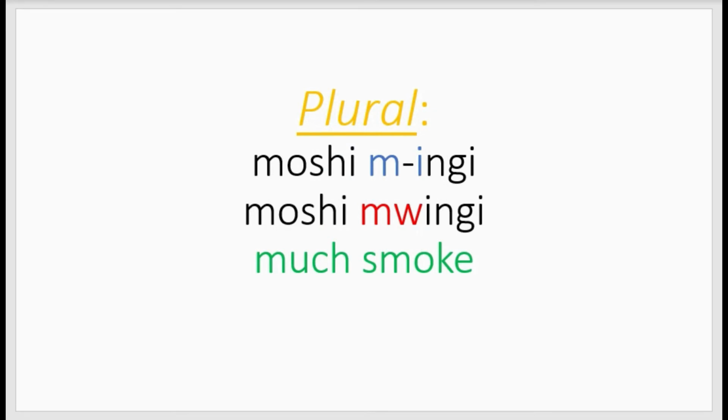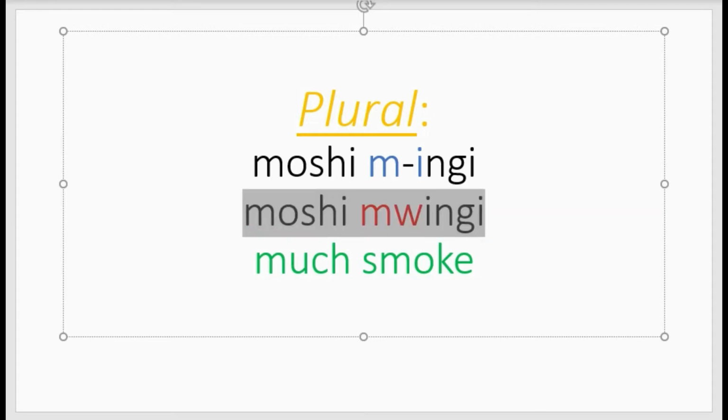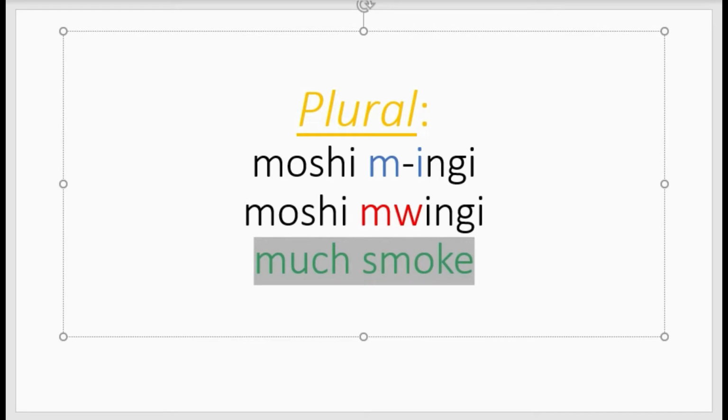Now another example here in plural would be moshi. You take the ma combined with e. The rule says when those two join together, we get mwa. So it becomes moshi mwingi. Moshi mwingi, much smoke.